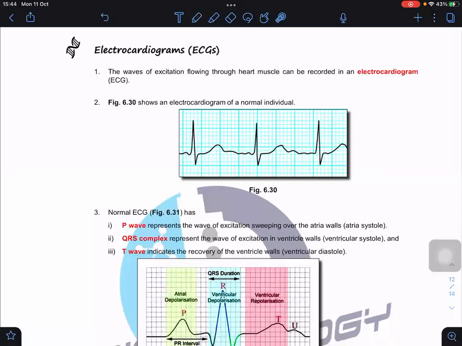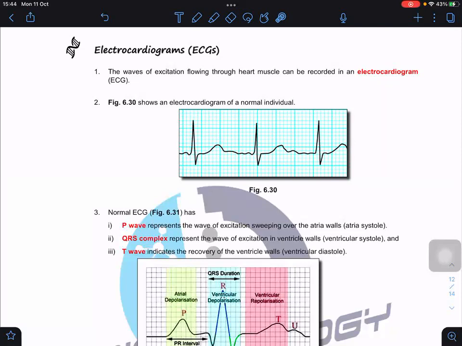Okay, so now let us look at these electrocardiograms. What is the function of these electrocardiograms and why do we need to do this ECG? The ECG basically tells us how this wave of excitation flows through our heart muscle, so we can record it as the electrocardiogram.